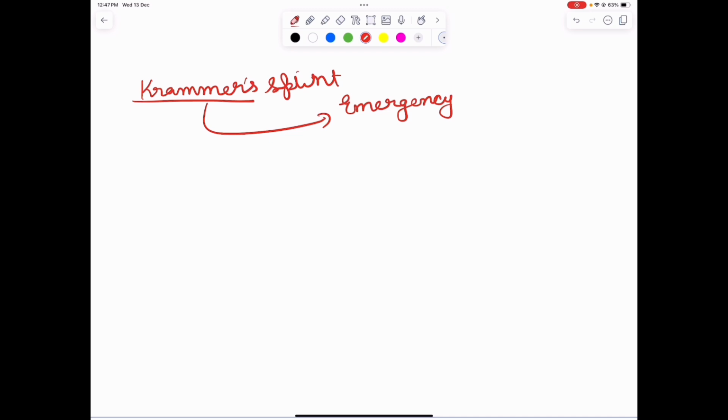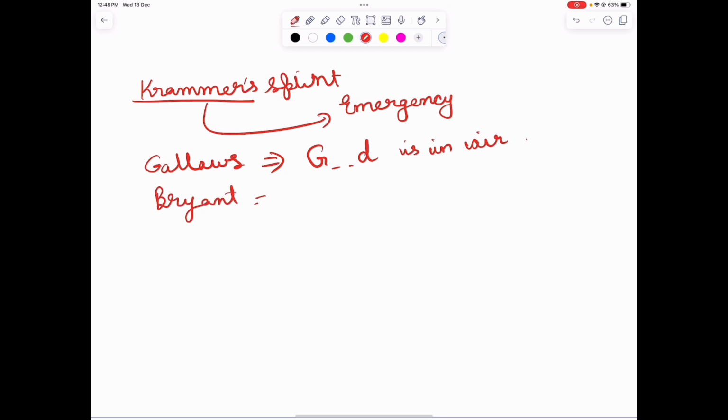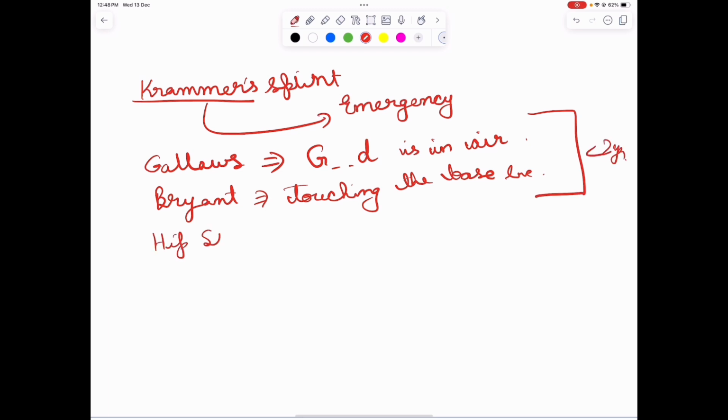And then we move on to the gallows traction and Bryant traction. See, in gallows, the leg is in air, whereas in Bryant, the buttocks are touching the base level. In both these cases, these are done in children of less than 2 years, both gallows and Bryant. Hip spica cast is used for heavier kids, that is greater than 2 years. Okay.